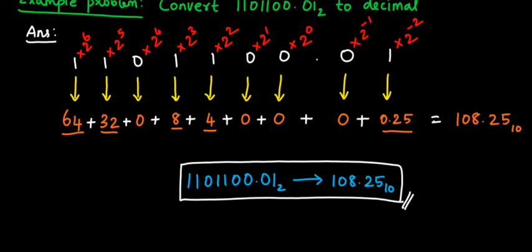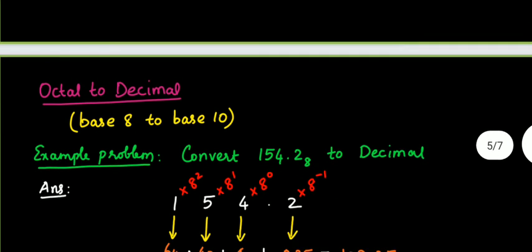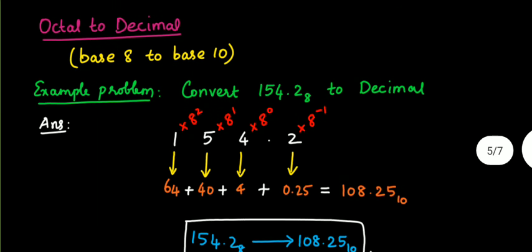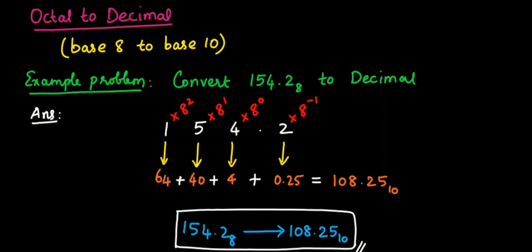This is the answer. Now we'll see the next conversion, octal to decimal, base 8 to base 10. We'll see an example problem. Convert 154.2 to the base 8 to decimal. Which number is given here? An octal number is given. And which number do we want to calculate? A decimal number.